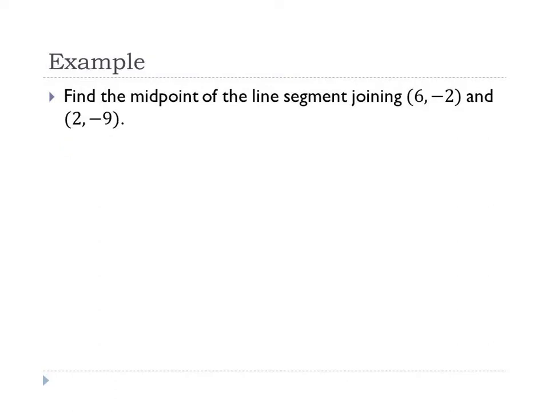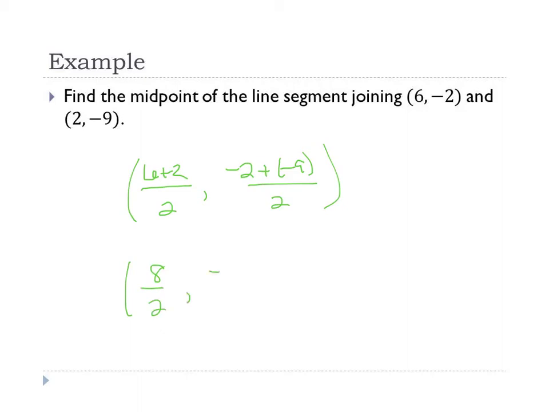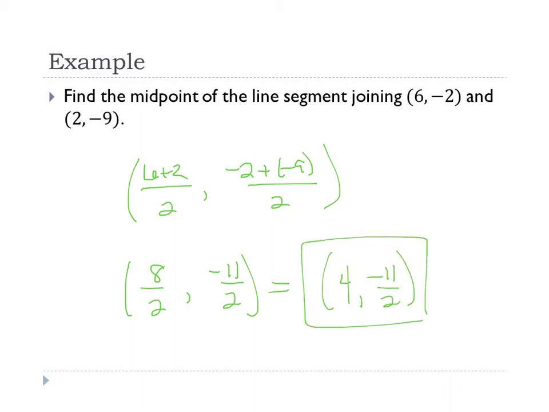So if we want to find the midpoint of the segment that joins these two endpoints, so it's an ordered pair, we're going to add the x's, divide by 2, add the y's, divide by 2. So this is going to be 8 over 2 and negative 11 over 2, which we're going to make into 4, and I would just leave it as negative 11 halves. That is our midpoint.